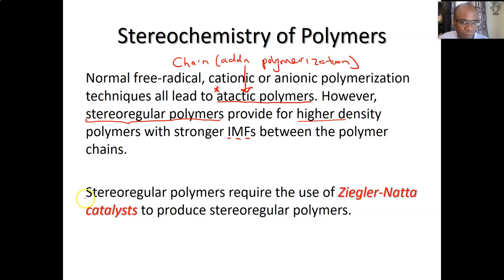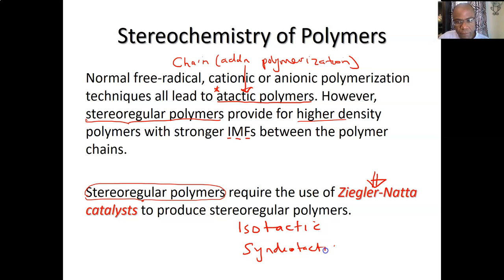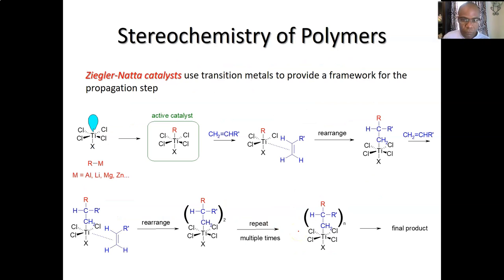Now, to get stereoregular polymers, you need something that's going to control the addition of the monomers to each other. So we use a catalyst called Ziegler-Natta catalyst to produce the stereoregular polymers, which of course are the isotactic and syndiotactic, most preferably isotactic polymers. So here is the mechanism, which is, I think, beyond your scope because this falls under the branch of chemistry called inorganic chemistry, where there's no mechanism really. It's usually a catalytic cycle that's described. So I'm going to break it down in the simplest manner possible.